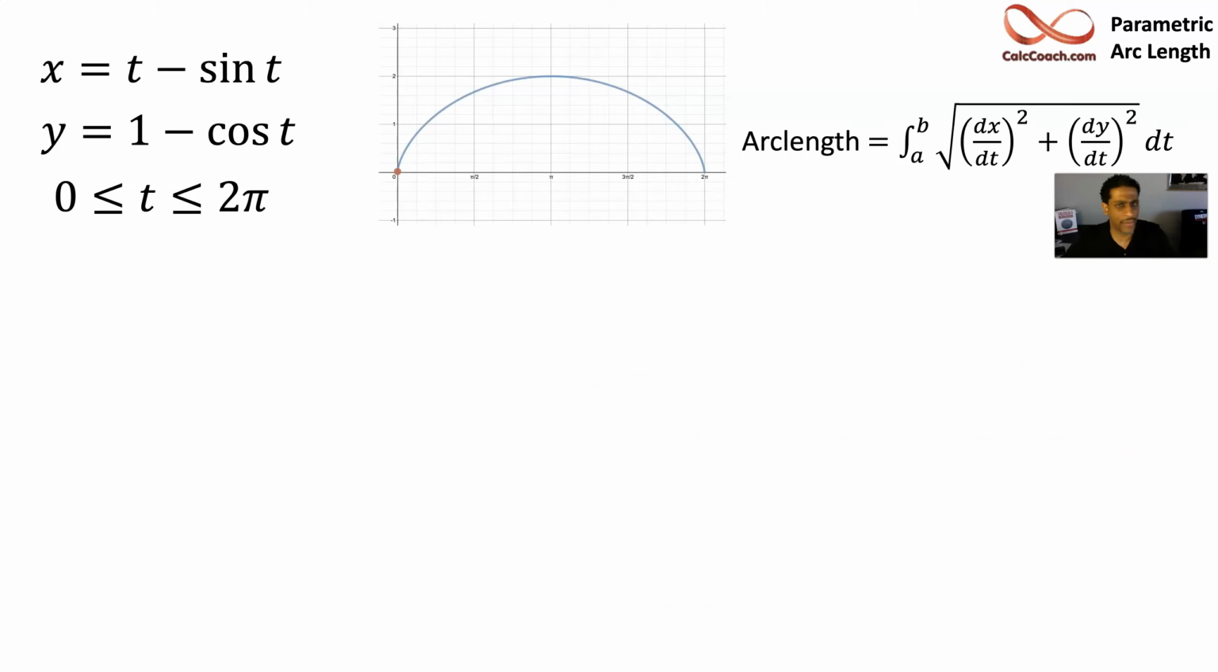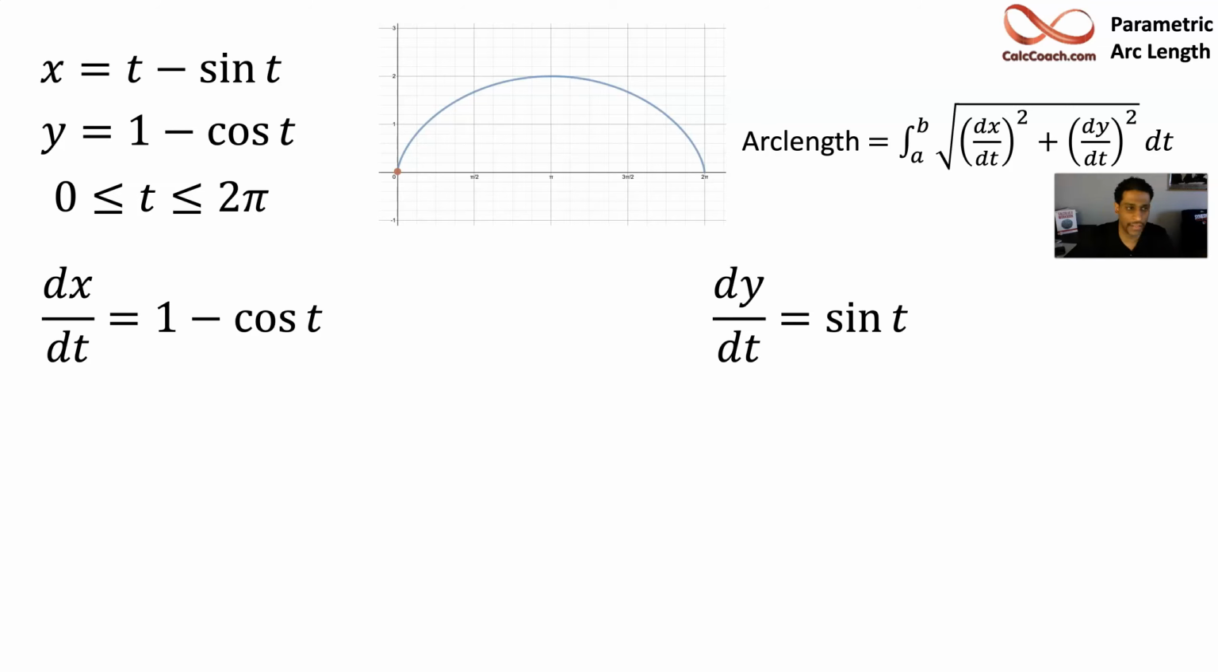The derivative of x with respect to t is 1 minus cosine t. Derivative of y with respect to t, well, cosine derivative is negative sine of t, so just sine t with a double negative there. Next up, square these derivatives.